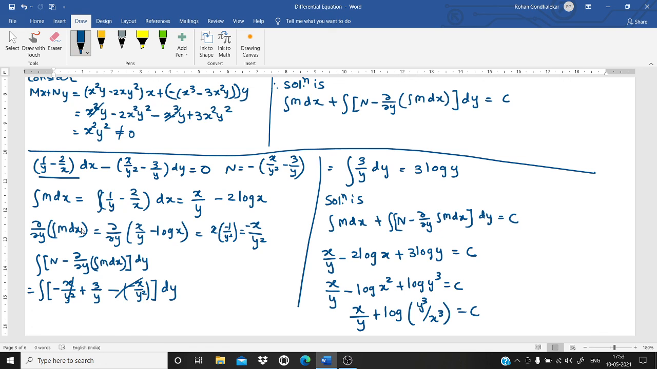Is it? But one more thing, whenever a logarithmic term is involved, what you do is you keep the right hand side constant as log c to avoid all sorts of confusions. Fine. I hope this is now clear to you.